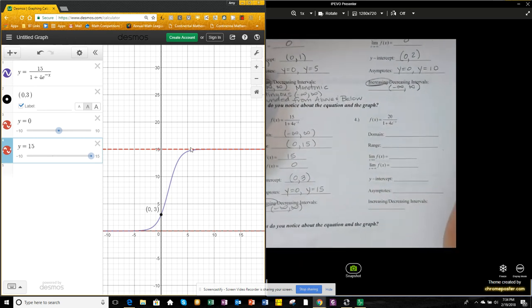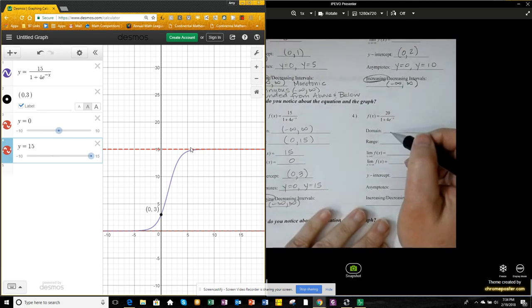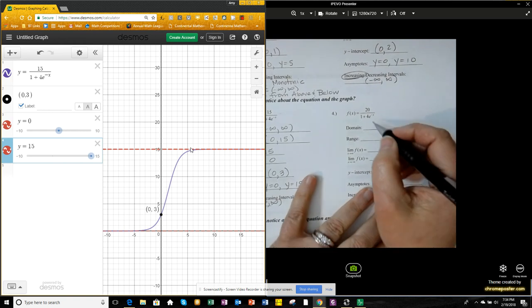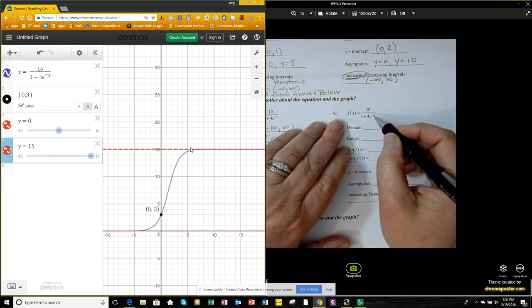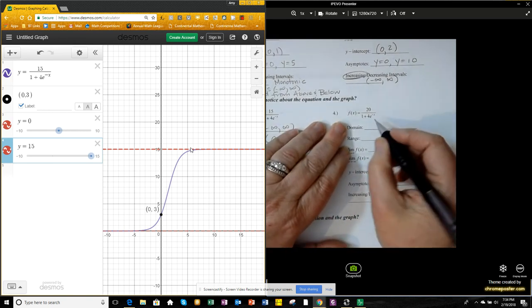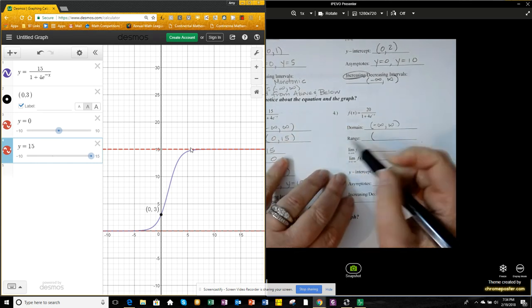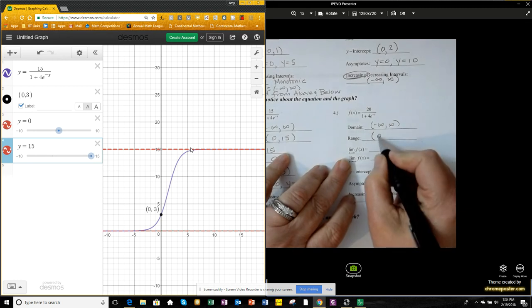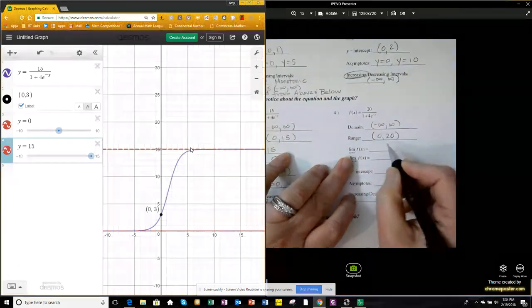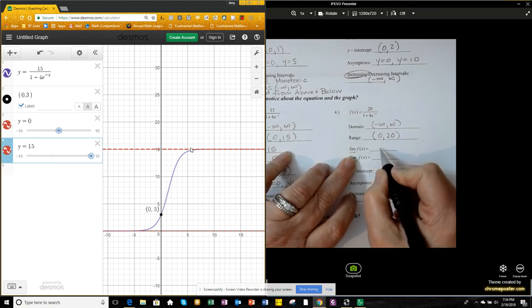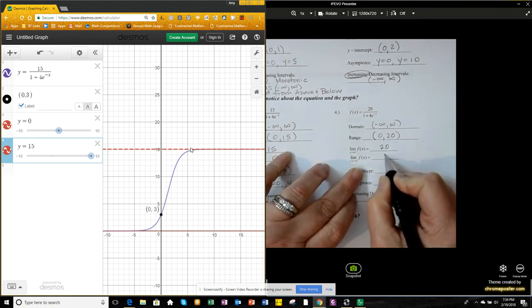All right, so let's see, can we all graph this one without a calculator or Desmos? The only thing I changed here was the numerator, which is now 20. So we're going to predict the domain is negative infinity to infinity. The range now is going to be from 0 to 20 exclusively, or we're not going to include it. The end behavior limits are going to be 20 and 0.